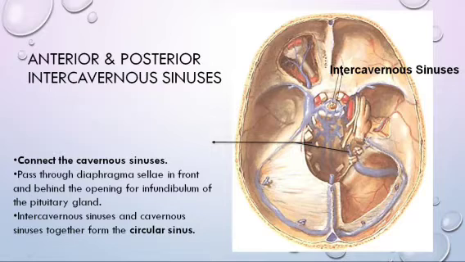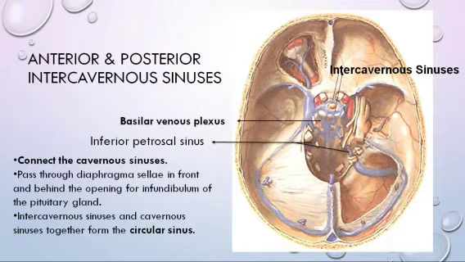The shape, if you see, is a circular sinus surrounding the diaphragma sellae. So it lies in the content of the diaphragma sellae. So now clear, no? Anterior and posterior intercavernous sinus. Okay. So we'll go on to the next thing.